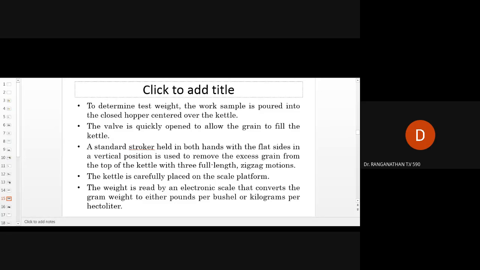The procedure is the same whether you do it for rice or wheat or flour or even sand, etc.